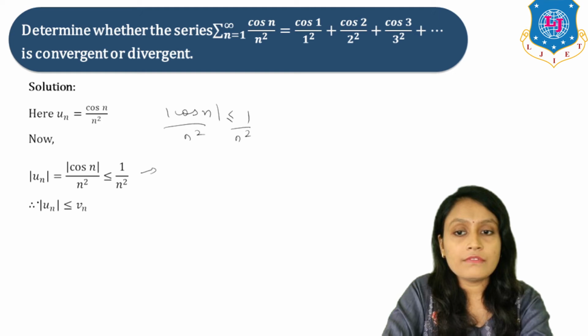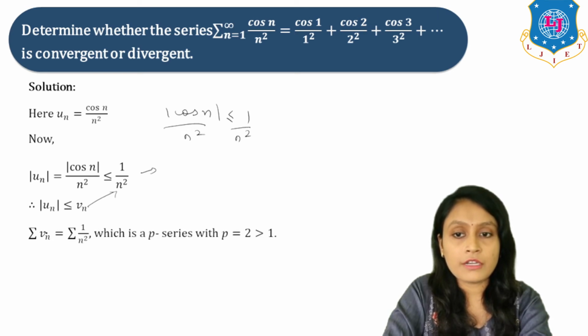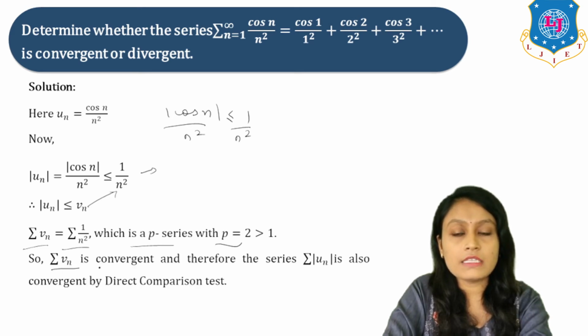Now we have this form, that is mod un less than or equal to vn. Just suppose this 1 upon n square as vn. So you will get this condition. Now the series vn, that is series 1 upon n square, is a p series with p equal to 2. Therefore we can say that the series vn is convergent by p series test.